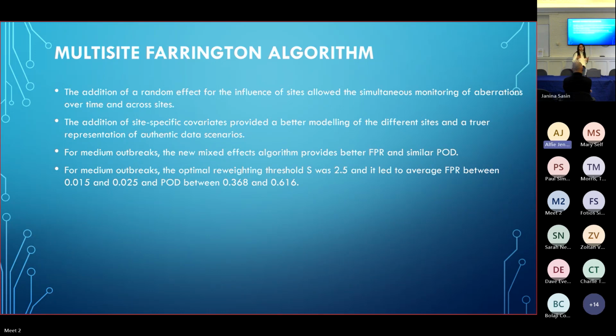0.025, because usually type 1 error alpha is 0.05. And we're looking at just a one-sided model. So this is the nominal value. So the false positive rate is pretty close. And the probability of detection is not bad for a medium outbreak. It's kind of average.